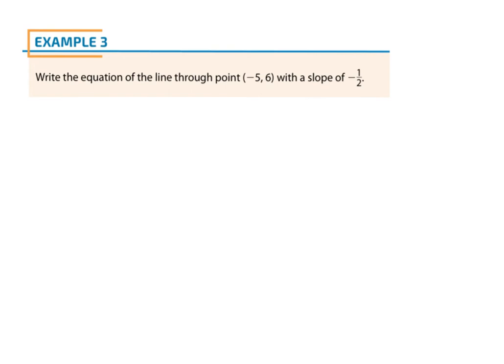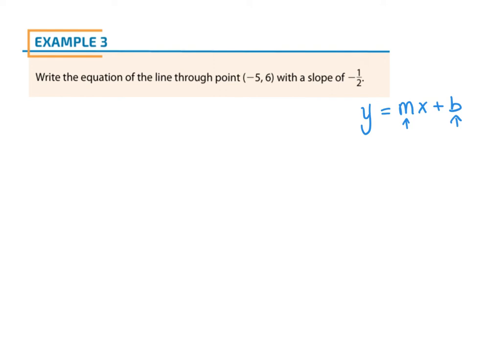This is write the equation of the line through the point negative 5, 6 with a slope of negative 1/2. All right, so they gave us a point, but they did not give us the y-intercept. If they had said, here's the slope and here's the y-intercept, write the equation of the line, then you can literally just plug the slope in here, plug the y-intercept here. Okay, but they didn't give us that. They gave us an x, y, not necessarily the y-intercept.